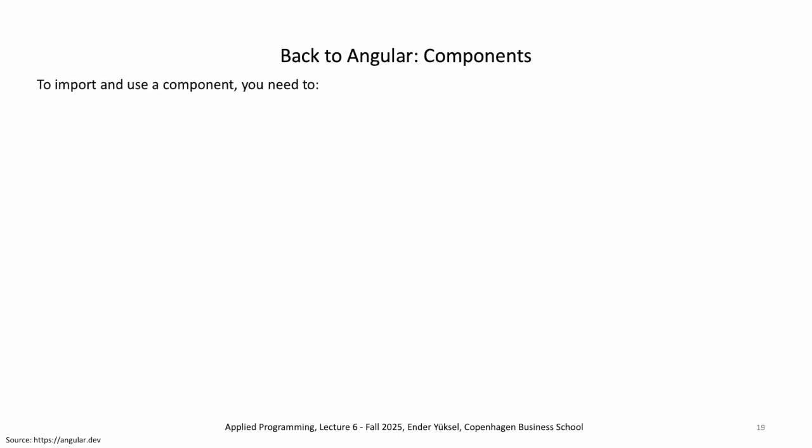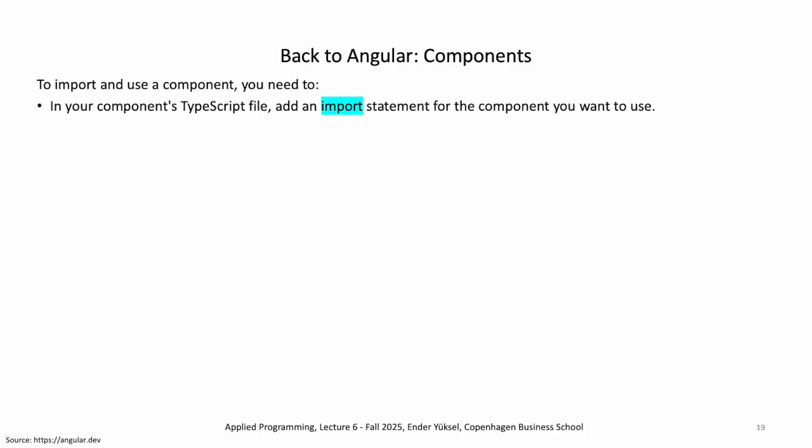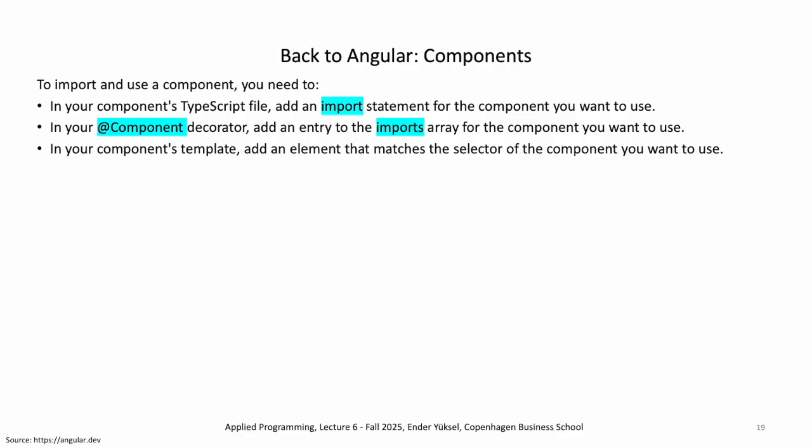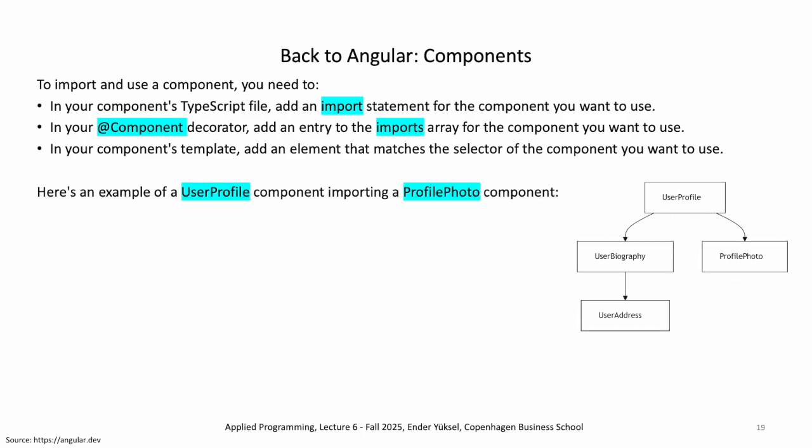To import and use a component, you need to add an import statement for the component you want to use. That needs to be done in your component's TypeScript file. You also need to add an entry to the imports array for the component you want to use. That happens inside your component decorator. You also need to add an element that matches the selector of the component you want to use. That goes inside your component's template.